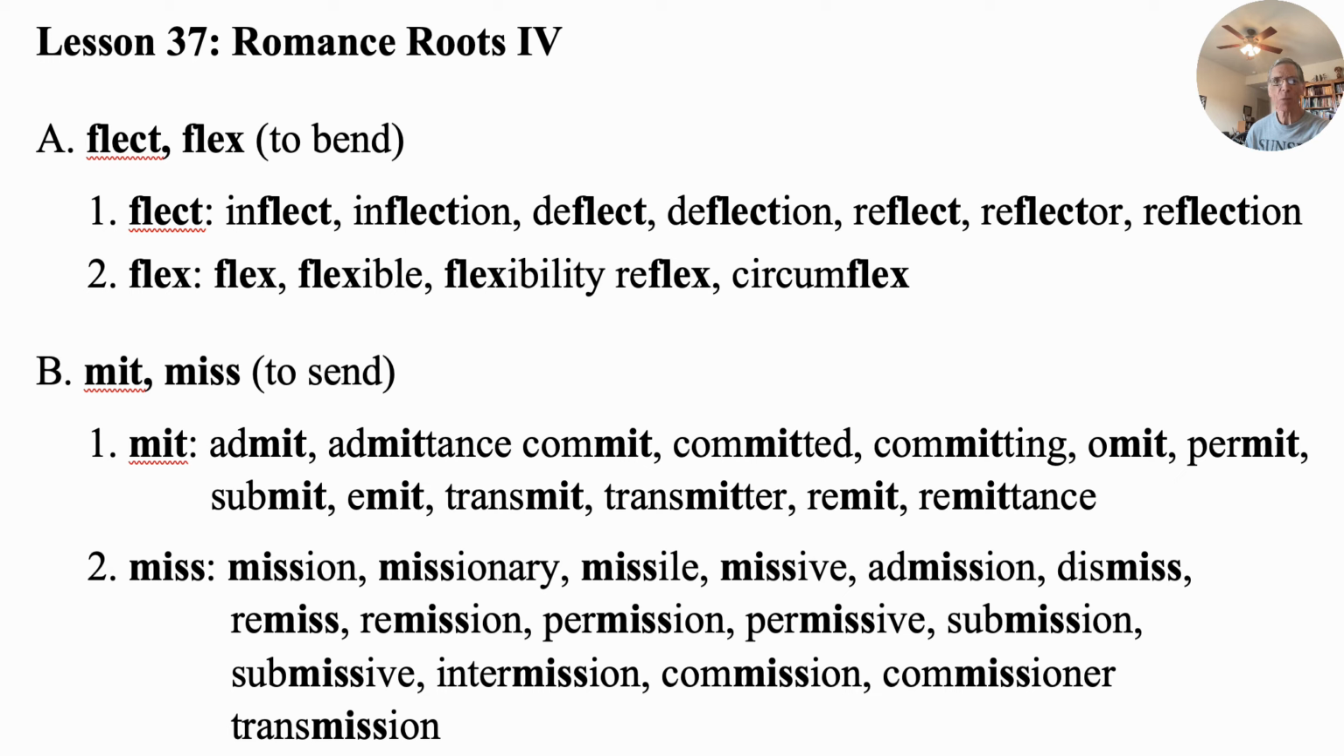And we're doing lesson 37. This is our fourth lesson in the Romance roots. So here we go. We have two forms here: flect and flex, and they mean to bend. So first of all, let's look at the first one here.